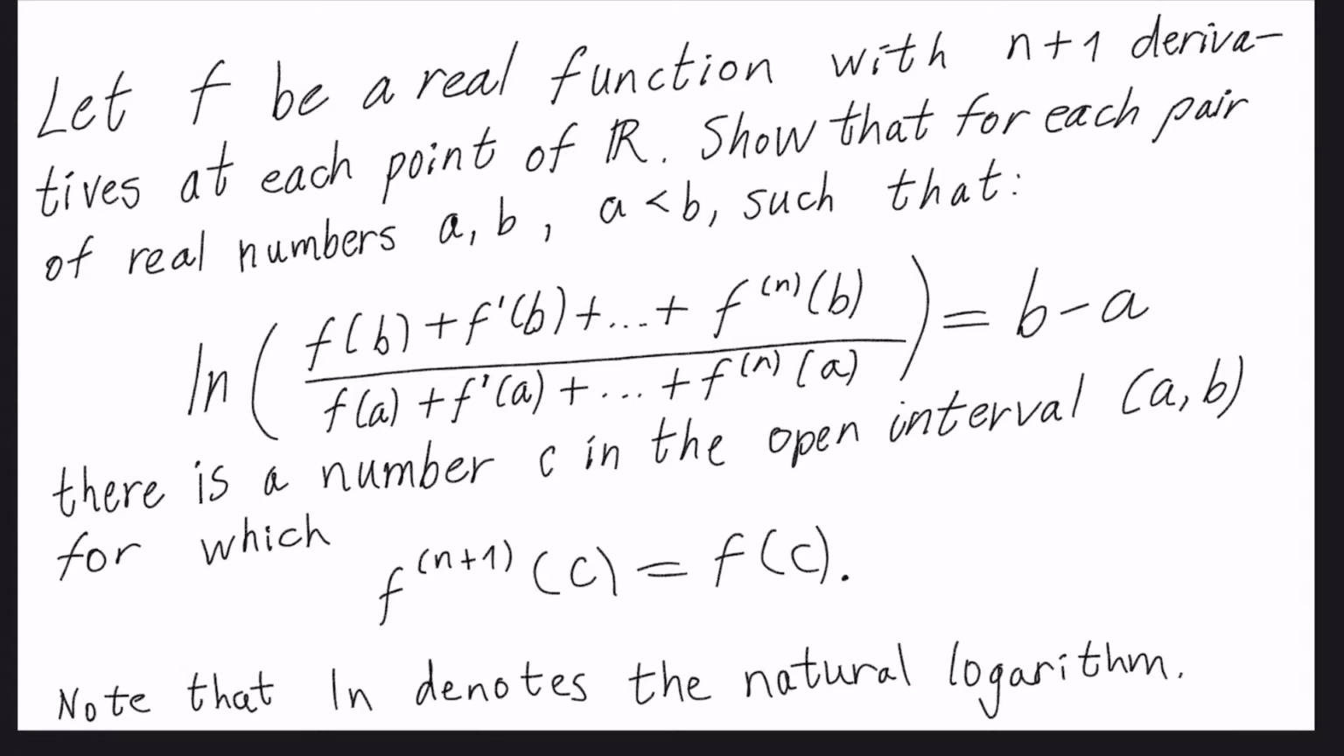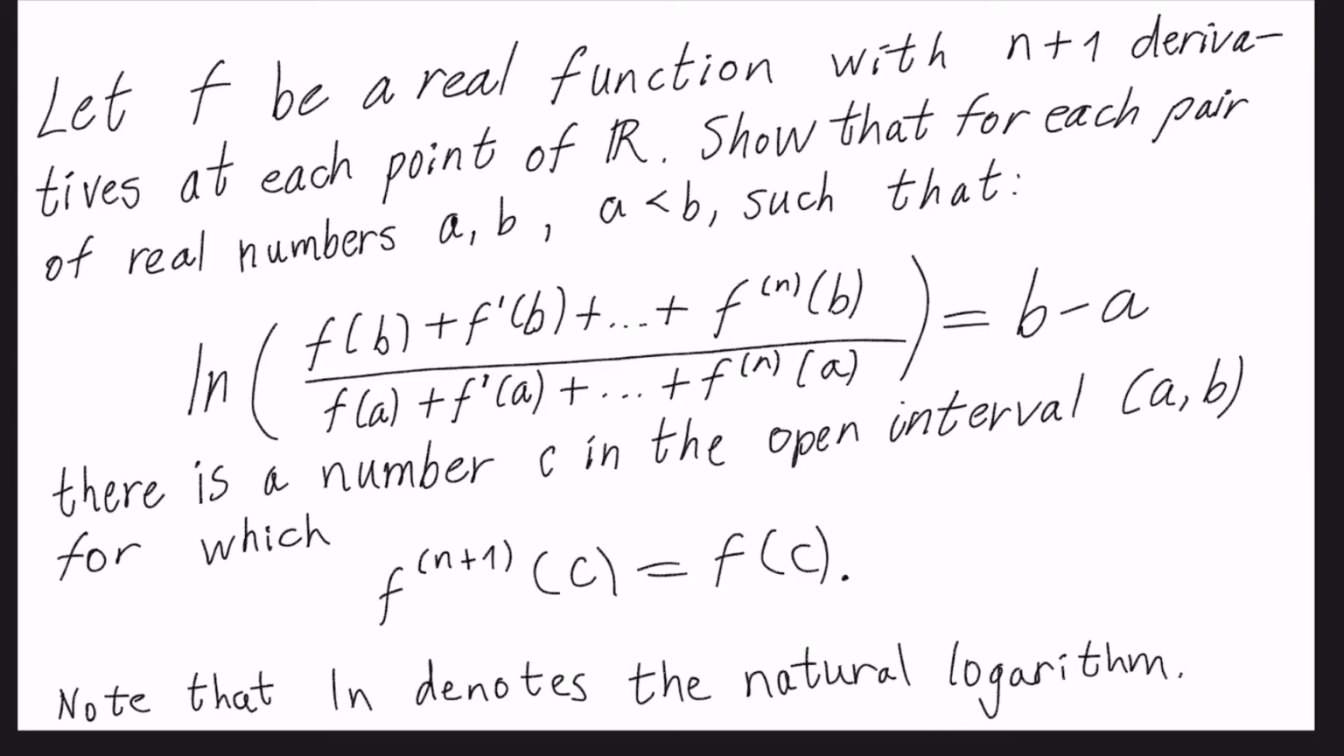We consider f to be a real function, and we know that it has n plus 1 derivatives at each point of the real numbers. We have to show that for each pair of real numbers a and b such that a is less than b, and that also fulfills the following condition: the natural logarithm of the division of f(b) plus f prime(b) plus ... plus the nth derivative of f evaluated in b, divided by a similar expression but using a instead of b, is equal to b minus a.